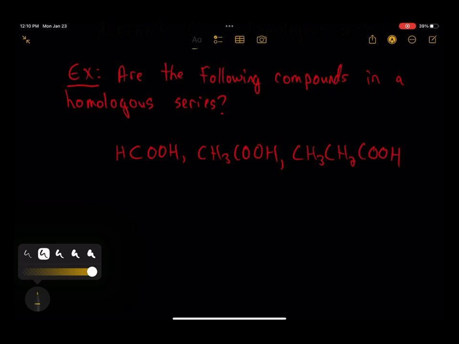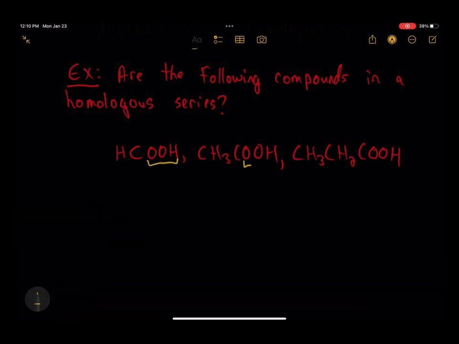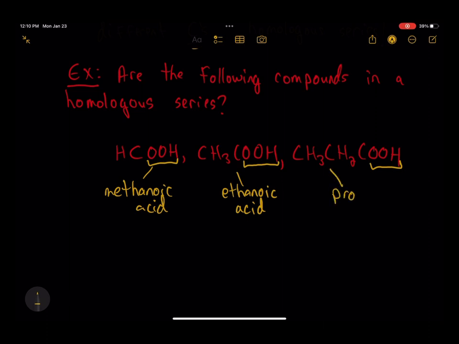Now, when we look at the second example here, are the following compounds in a homologous series? We can see that I've underlined what appears to be the common functional group between them. And the COOH is symbolic of the carboxylic acid functional group. So the first one, since it only has one carbon, is methanoic acid. The second one, with two carbons, is going to be ethanoic acid. And, of course, the third one, with three carbons, is propanoic acid.